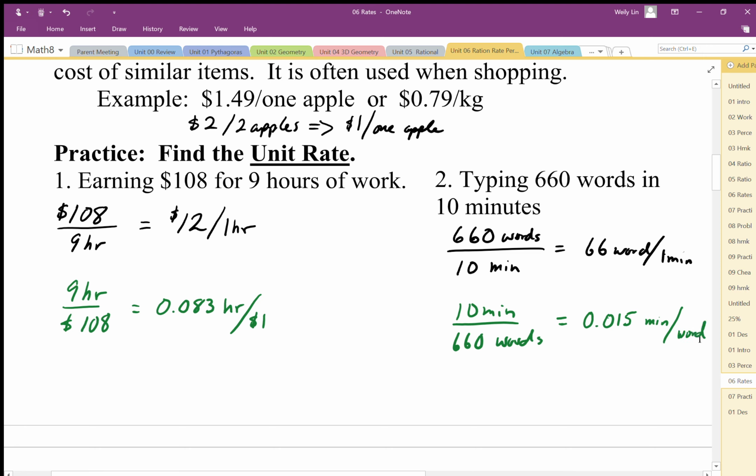Now, in both these cases, probably the rate of dollars per hour and words per minute is much more useful than the reciprocal rate, but the reciprocal rates do come in handy. So it is important to understand that rates are directional, just like with ratios. And if I want to find a unit rate, I divide.